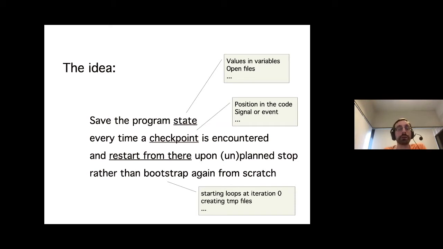That's what we call a checkpoint. It can also be every iteration. So if your program has multiple iterations, like a repeat or a big for loop, you can say each time I'm starting or finishing my for loop, I'm going to save my state.